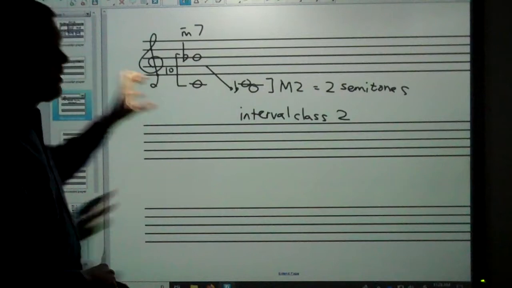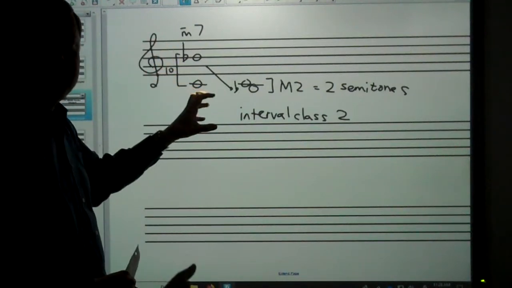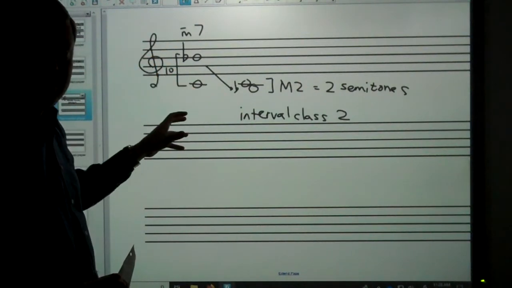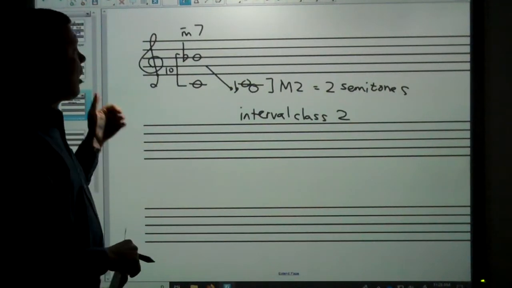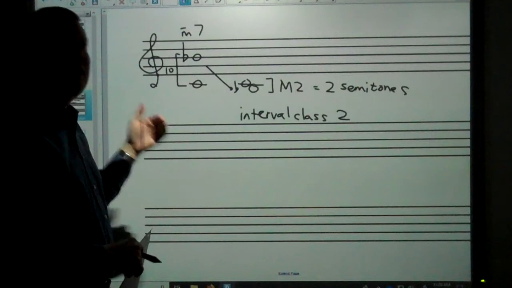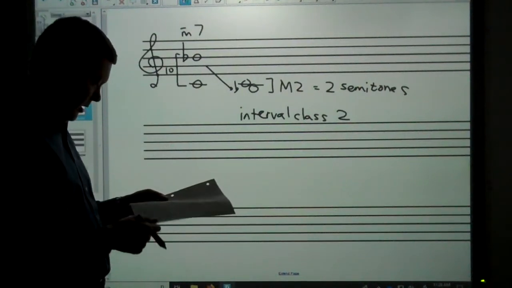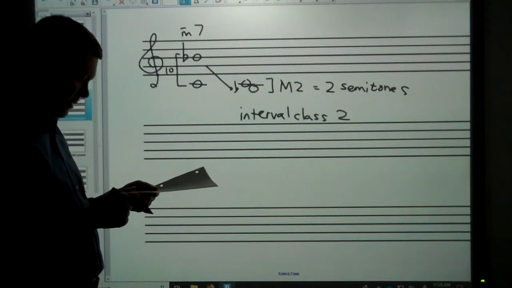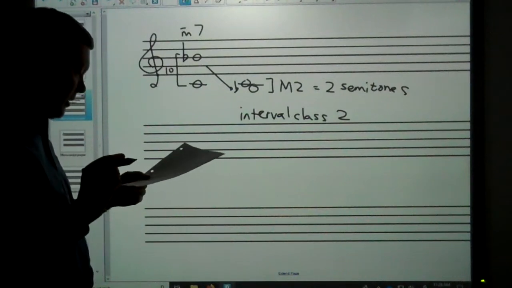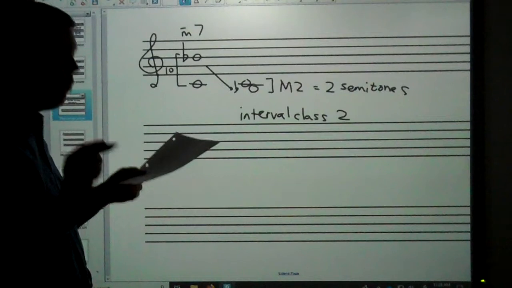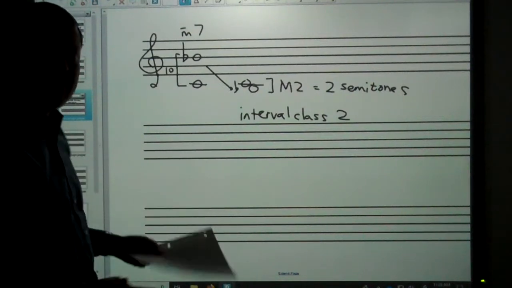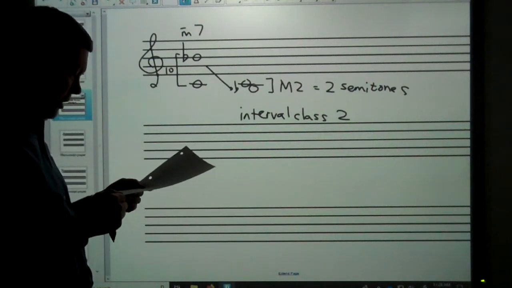And when we apply this process to all of the traditional intervals and their inversions, we find out that in atonal music there are 6 main interval classes total. Each interval class, again, represents the number of semitones in an interval or its inversion, whichever is shorter.